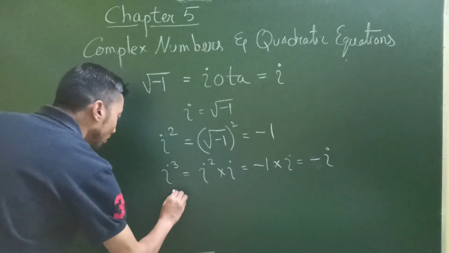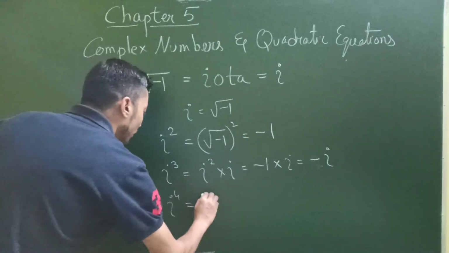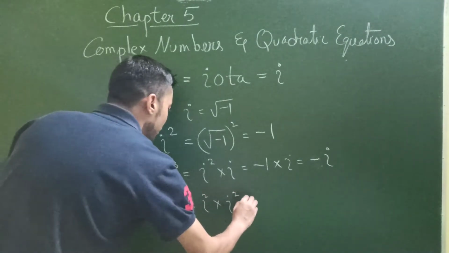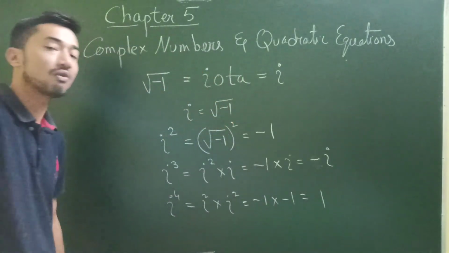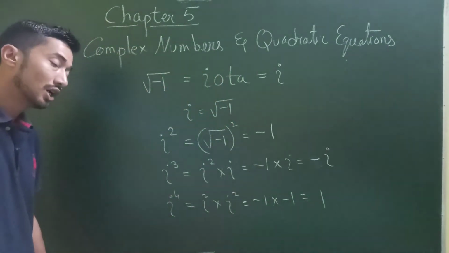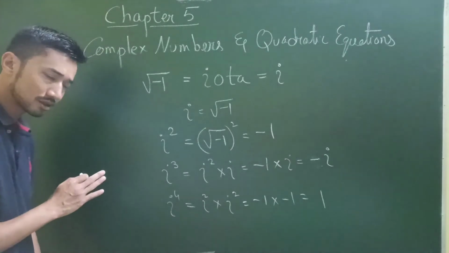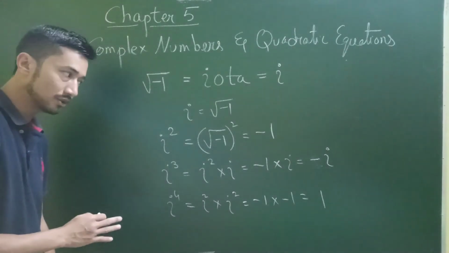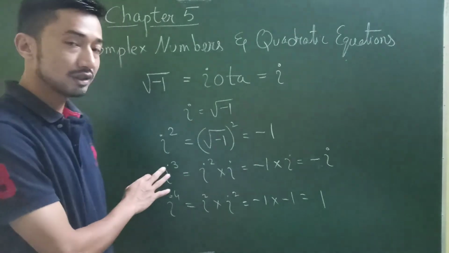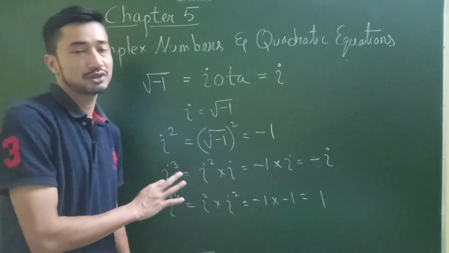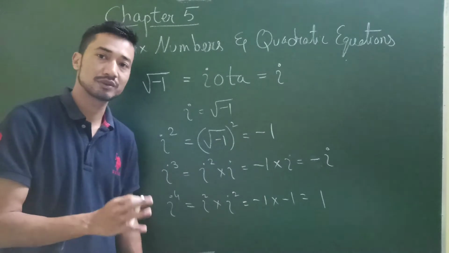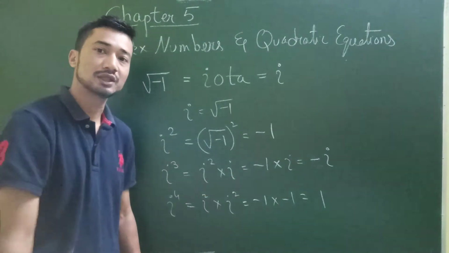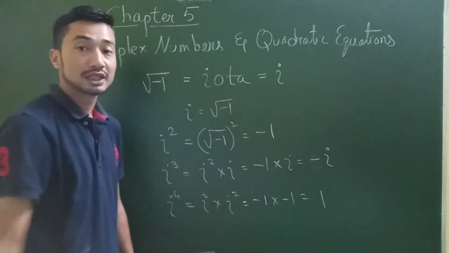What about I power 4? I power 4 we can write as I square into I square. So that will be minus 1 into minus 1. So that will be what? I power 4 will be plus 1. Okay, so let us try to remember these values. And based on this iota only, today let us try to solve some questions which will definitely prove to be very useful and beneficial for us as we proceed further with the chapter complex numbers.